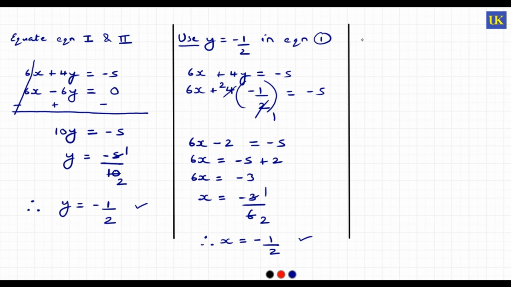So therefore finally we can write our answer here. Therefore the coordinates of O, which we had taken as x comma y, are minus 1 by 2 comma minus 1 by 2. So these are the coordinates of the center of our circle. All right, so this completes this sum. Now we will see the next sum on the next page.